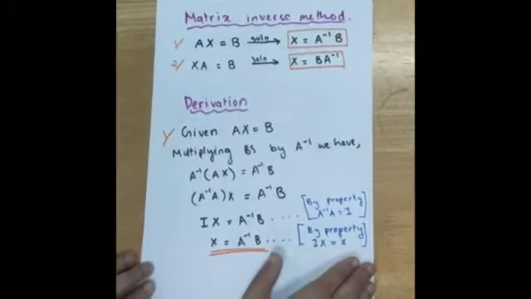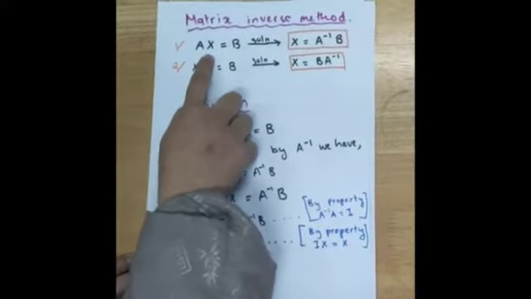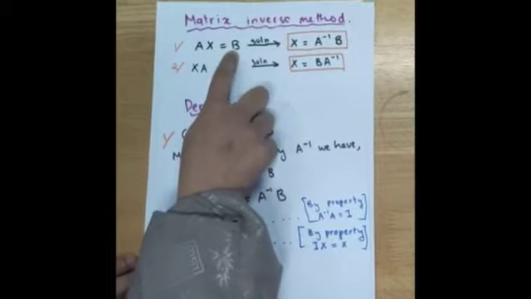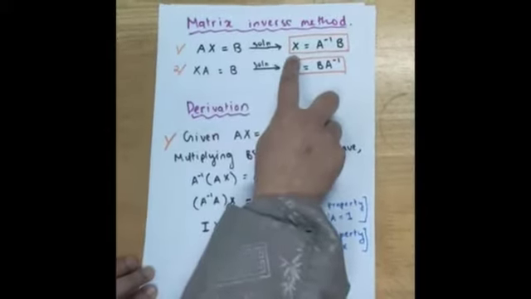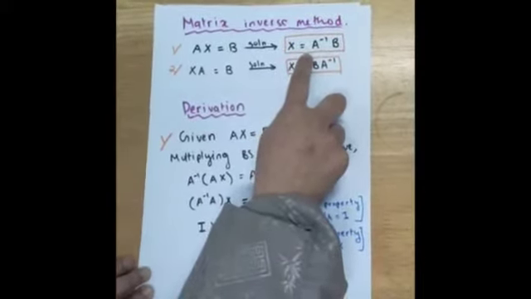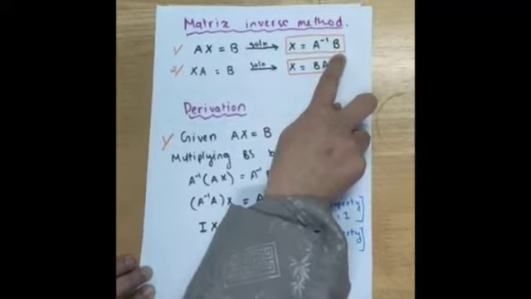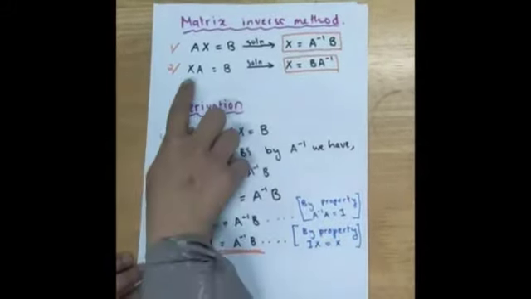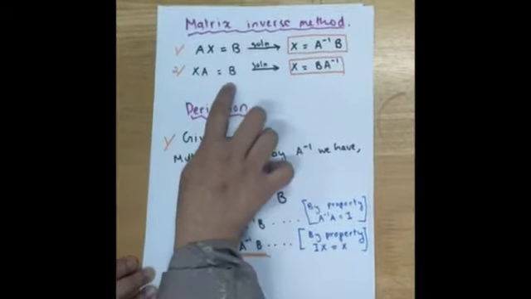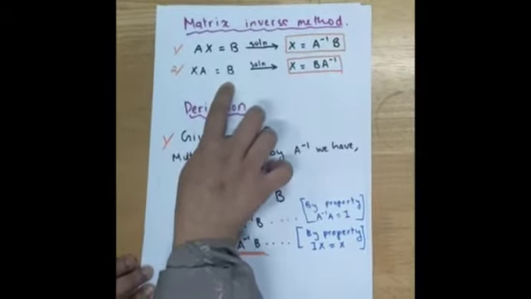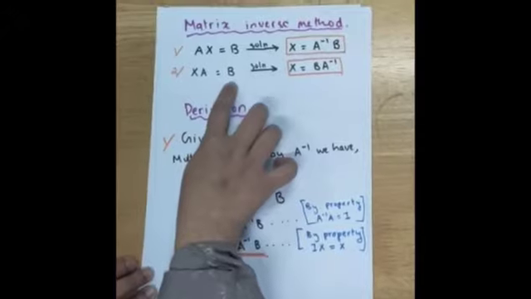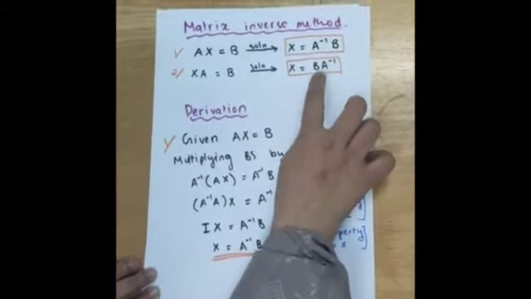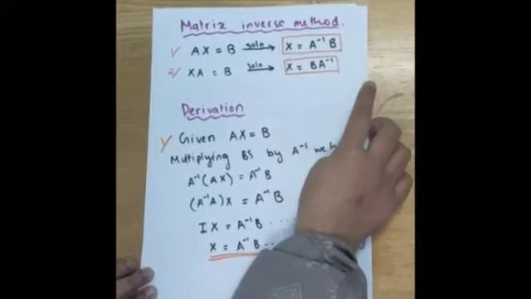In the first form of equation we have AX equal to B. Then the solution for this matrix equation is given as X equals A inverse times B. The second form of equation that we can have is XA equal to B. Then the solution for this form of equation is X equals B times A inverse.